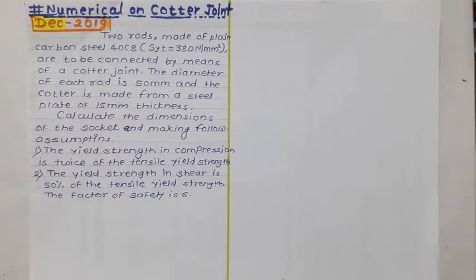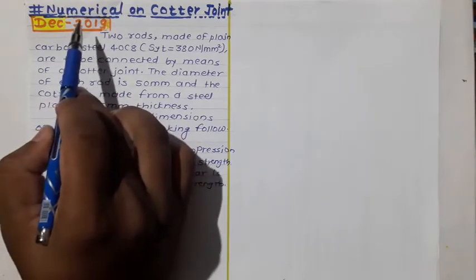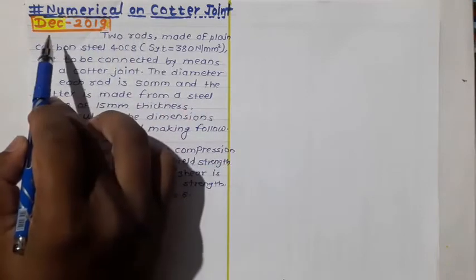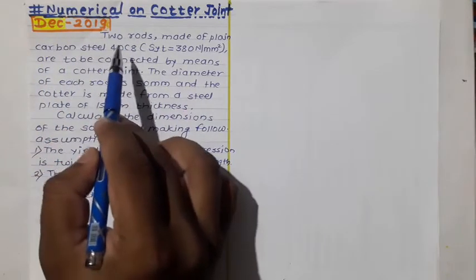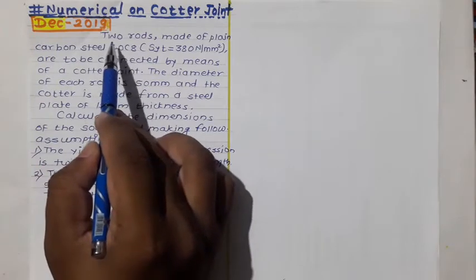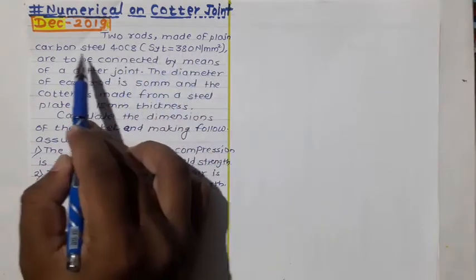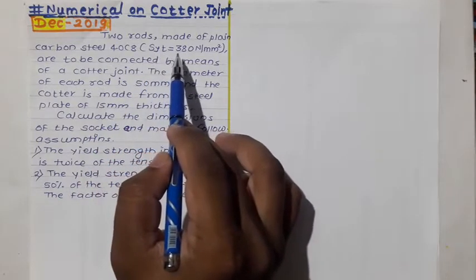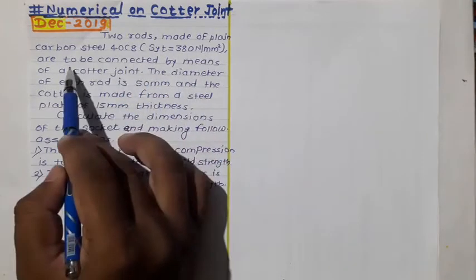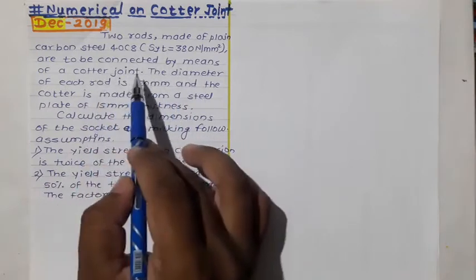I welcome you all. In this lecture, we will solve one numerical on quarter joint from University Examination December 2019. Let us read the problem statement. Two rods made up of plain carbon steel, 40 C8, SYT is equal to 380 Newton per mm square, are to be connected by means of quarter joint.